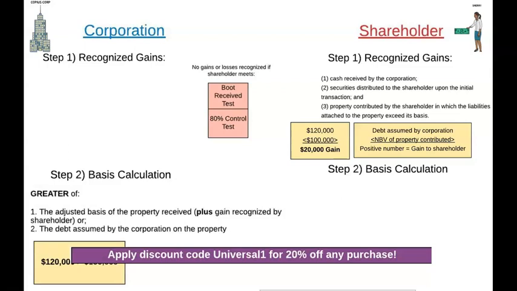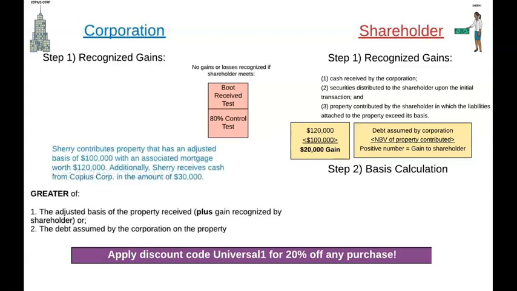Okay, and here's the kicker. Let's go back to our gain and loss calculation really quick. Let's say that Sherry also received $30,000 from Copious Corp. Now, what's the basis to the shareholder? What did we say up here? Okay, so it is the adjusted basis plus any recognized gain by the shareholder. And it's going to be the greater of that amount or the debt assumed. Okay, so back to our gain rules.